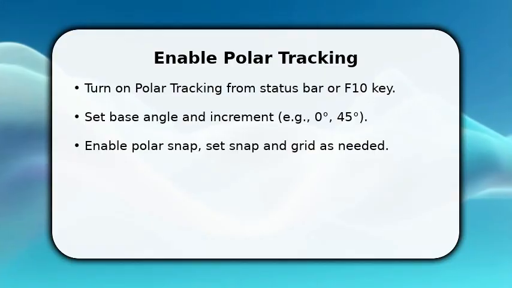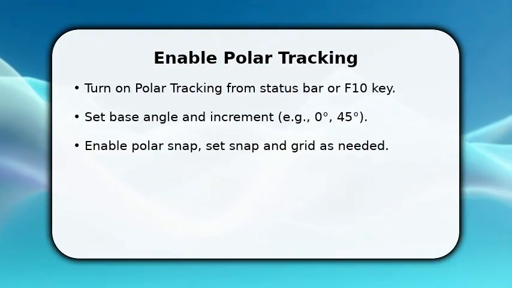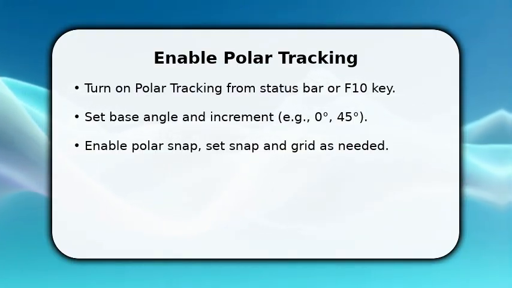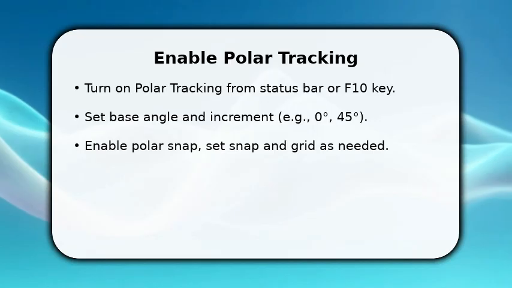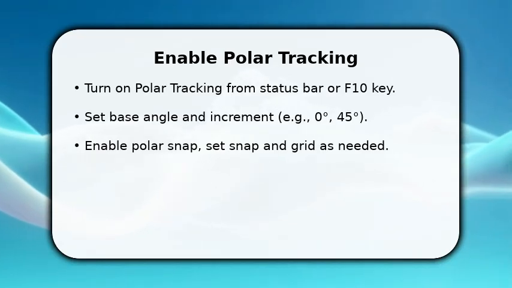You start by turning on polar tracking. Press F10 or click the status bar icon so you can lock directions. Set the base angle and the increment. Common choices are 0 degrees and 45 degrees because that controls snapping directions.